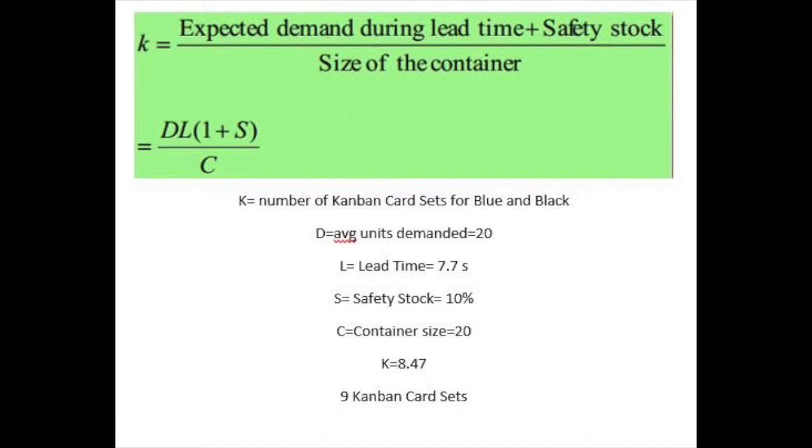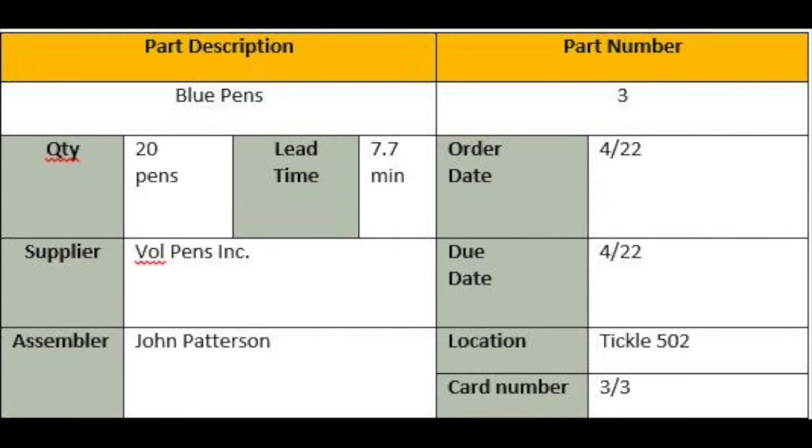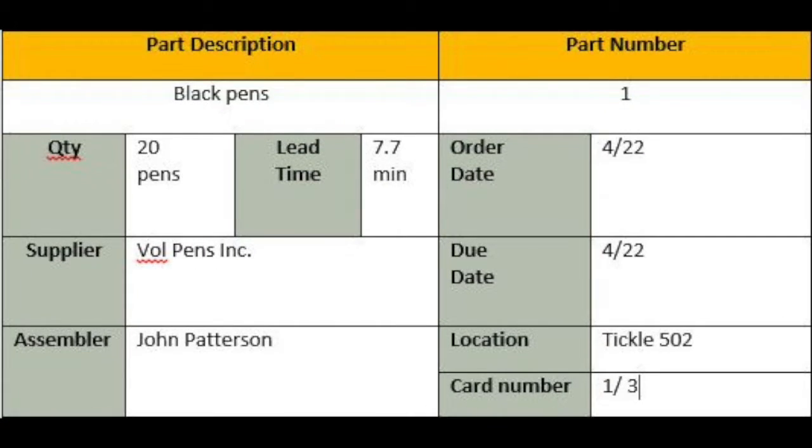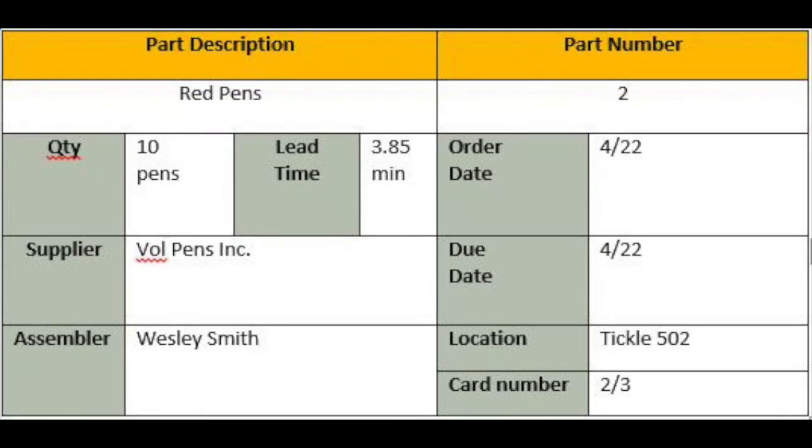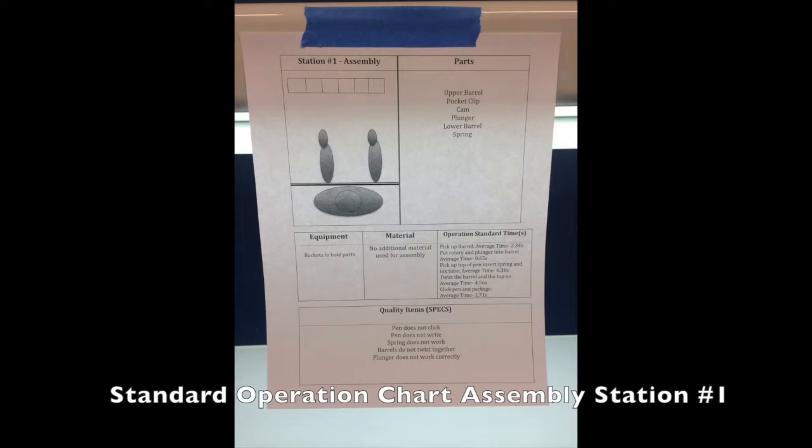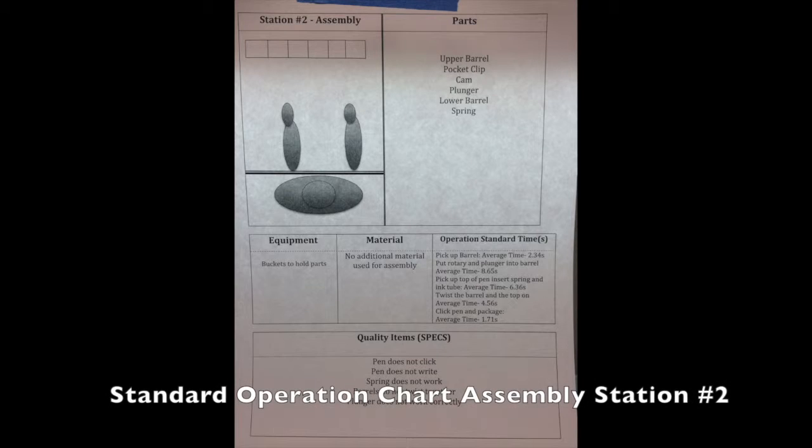Kanbans are used to make a plant more efficient and tell us the lead time, how many pens we need to make, and basically what needs to be done to a certain batch. Here's the Kanban for a blue pen, and here's one for a black pen. Notice the quantity of 20 compared to the quantity of 10 of this red pen Kanban. Here's the standard operation chart for Station 1 and Station 2. This makes sure that the worker doesn't forget what he's doing.